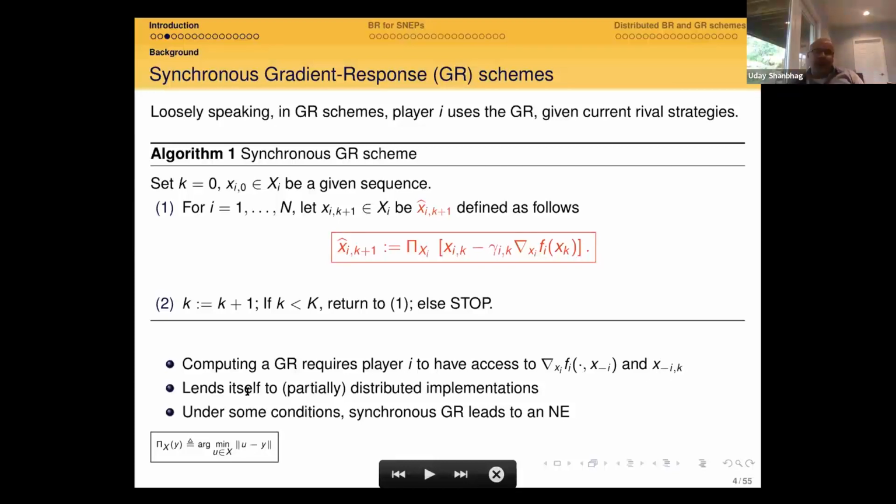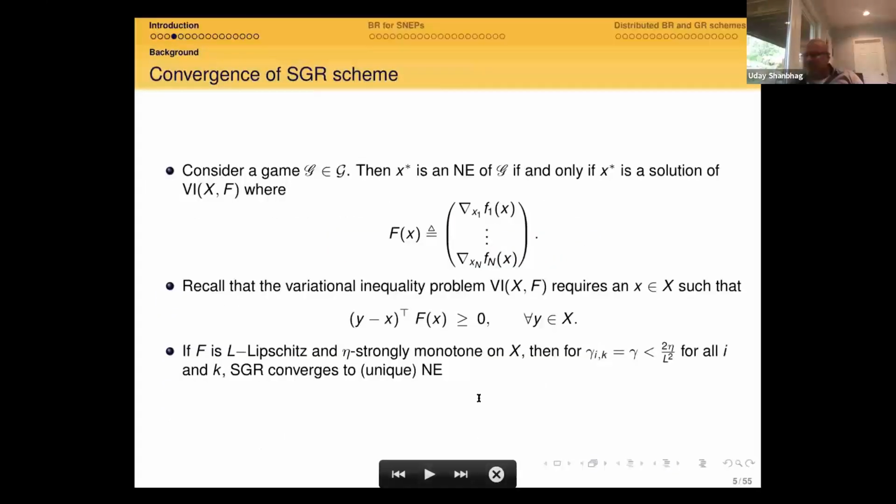Under some conditions, the synchronous gradient response scheme leads to a Nash equilibrium. Let me just take a slight detour in terms of talking about how one would prove a result like this for folks who are not as familiar with this class of problems.